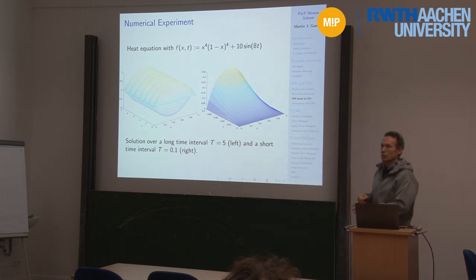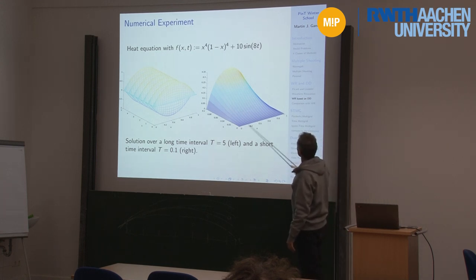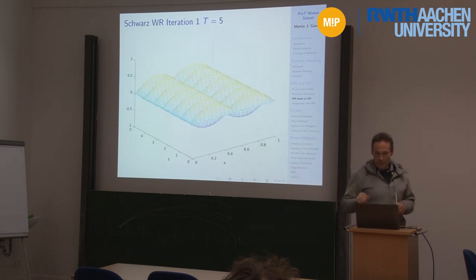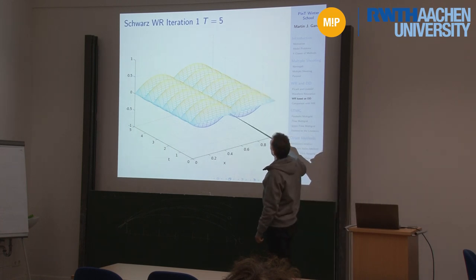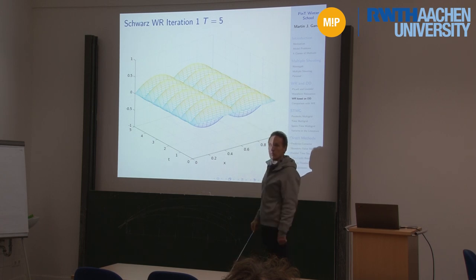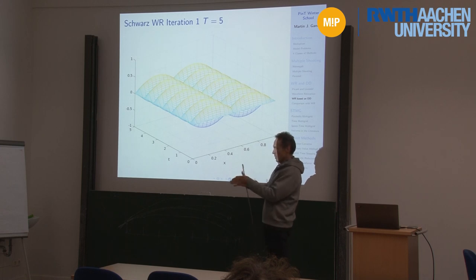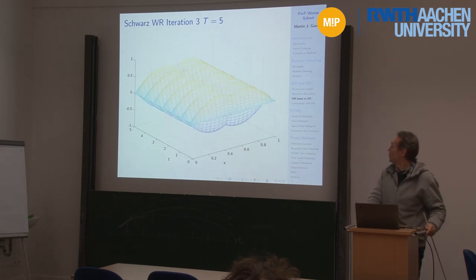And now I let this algorithm run. This algorithm solves on the left subdomain, then it solves on the right, it solves on the left, and it just iterates. So here is the first iteration on the long interval. And I start with 0, because I don't know what the solution looks like. And you see on the left subdomain, it sort of heats, cools. And on the right subdomain, it heats, cools. But in the middle, it's wrong, because my values are not good yet. But I can iterate. And so if I iterate, you will see this method does converge.